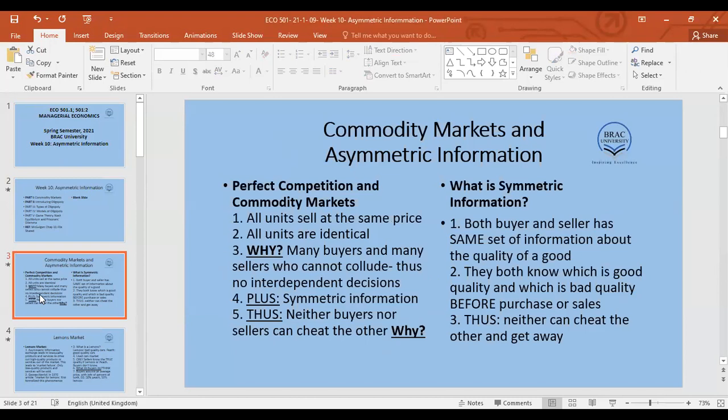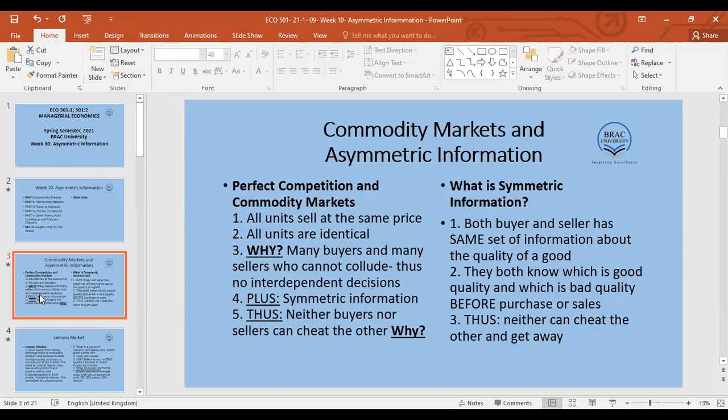We start off again with perfect competition, because that's the litmus test or the benchmark for everything that we're going to look at. In perfect competition, we said that it is a market where commodities are sold. It's a commodity market for two reasons. Number one, there are many buyers and many sellers who cannot collude between themselves. That means a group of buyers cannot collude. At the same time, a group of sellers can also not collude. Everybody is separate. Since there are many buyers and many sellers, decision making is independent.